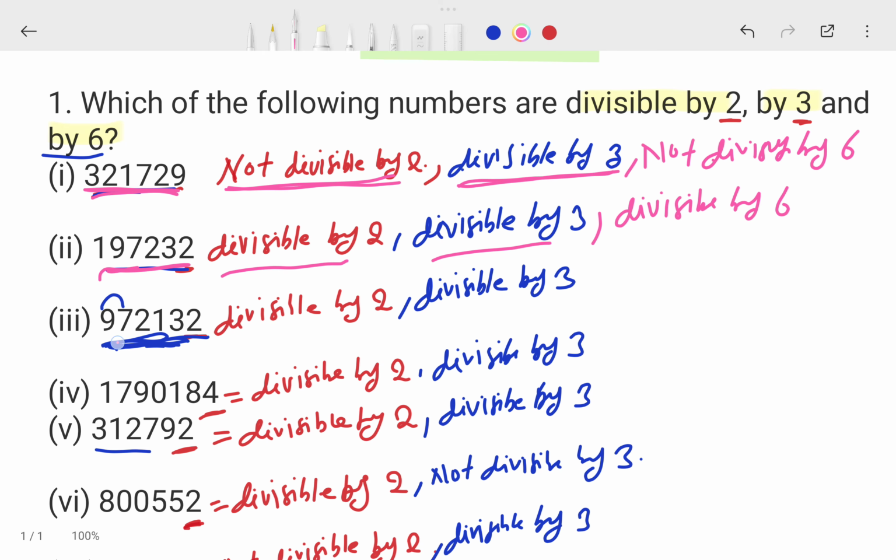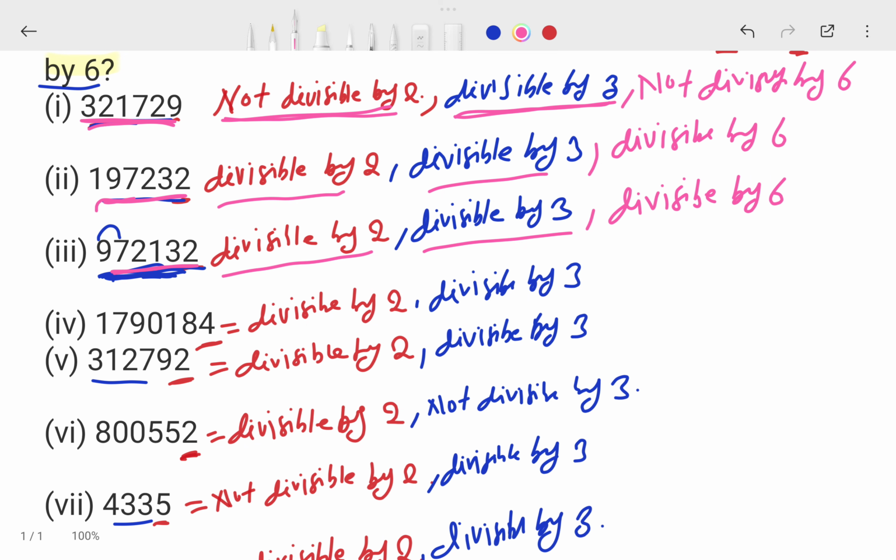Okay, let's check this one. This number is divisible by 6 or not. We have to check whether it is divisible by 2 and 3. So this is divisible by 2 also, this is divisible by 3 also. It means that this is also divisible by 6. Now let's check. If you want to check whether this number is divisible by 6 or not, you have to check whether it is divisible by 2 and 3. So this is divisible by 2 also, 3 also. It means that this is also divisible by 6.